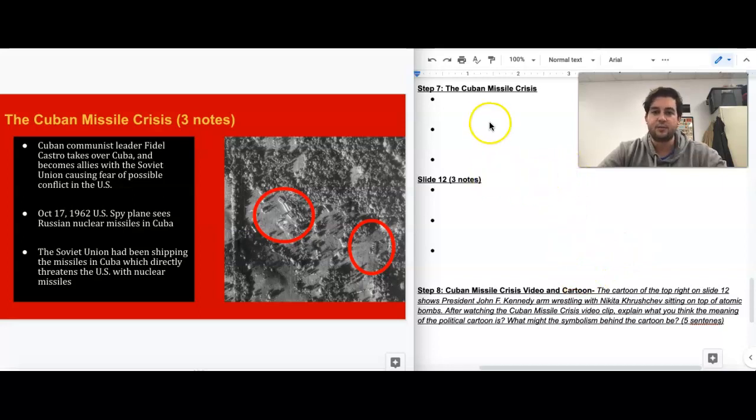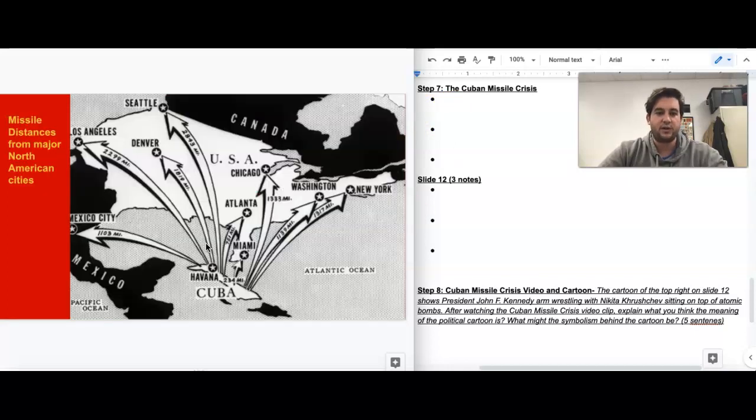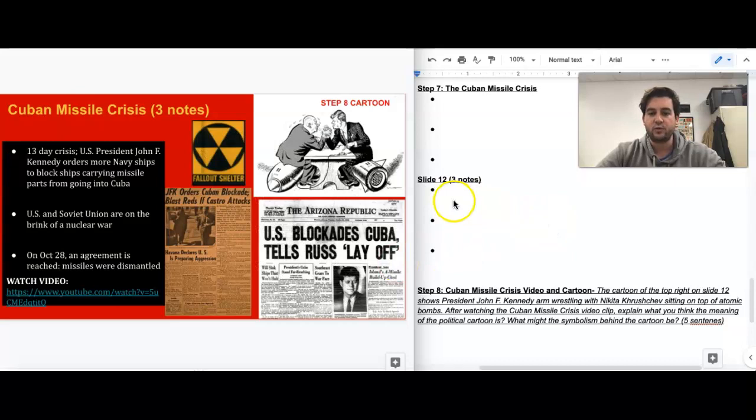So what you're going to do today is complete step 7. You are going to take down 3 notes here on slide 10. Slide 11 is going to be an image of how close these nuclear missiles that got transported to Cuba were to the United States. You can see that virtually anywhere in North America, from Mexico City up to Seattle and New York, was basically under a potential threat from these missiles located in Cuba. Then on slide 12, you will get your last 3 notes on the Cuban Missile Crisis. So make sure you copy those notes down both on slide 10 and slide 12.